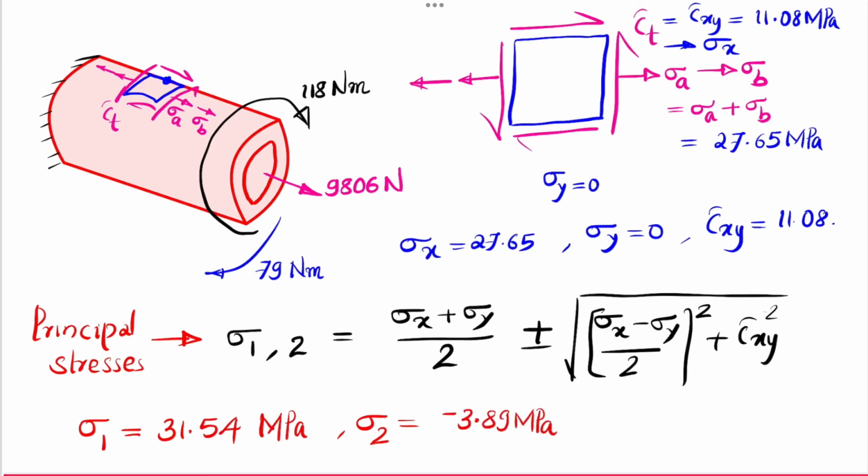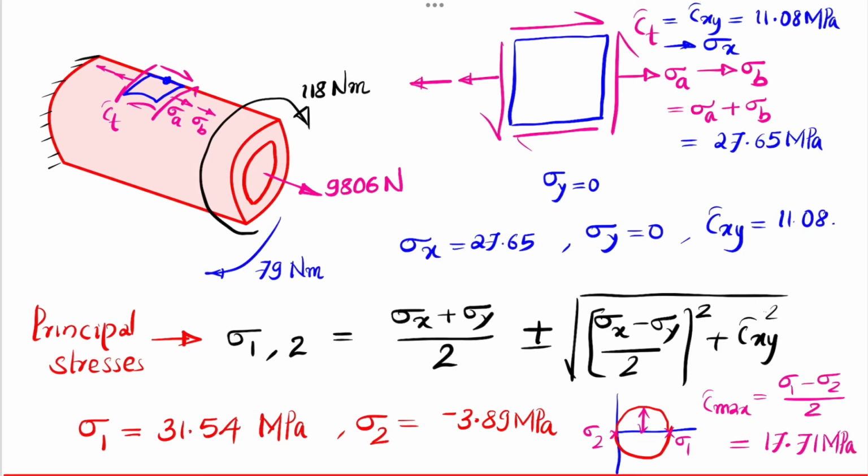These are the maximum and minimum principal stresses at the most critically loaded point, and from this we can find the maximum shear stress from the concept of Mohr circle, if you know it. Again I am explaining, this is sigma 1, this is sigma 2, the diameter is sigma 1 minus sigma 2 for this circle, and the radius will be the maximum shear stress tau max, which is sigma 1 minus sigma 2 by 2, half of that difference, and that value comes to 17.71 megapascal, which is the maximum shear stress for the critically loaded point.